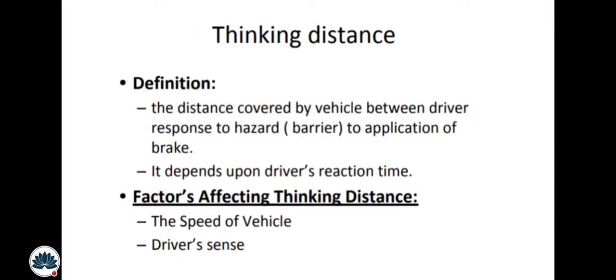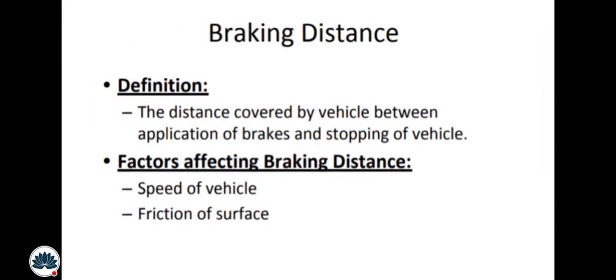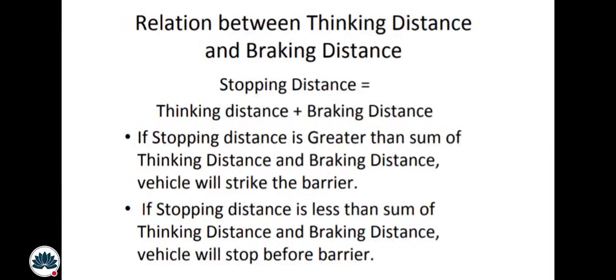Thinking distance. The definition of thinking distance is the distance covered by the vehicle between the driver's response to a hazard or barrier and the application of the brake. It depends upon the driver's reaction time. Factors affecting thinking distance: the speed of the vehicle, the driver's sense. What is the braking distance? The definition of braking distance is the distance covered by the vehicle between application of brakes and stopping of the vehicle. Factors affecting braking distance: the speed of the vehicle, friction of the surface.